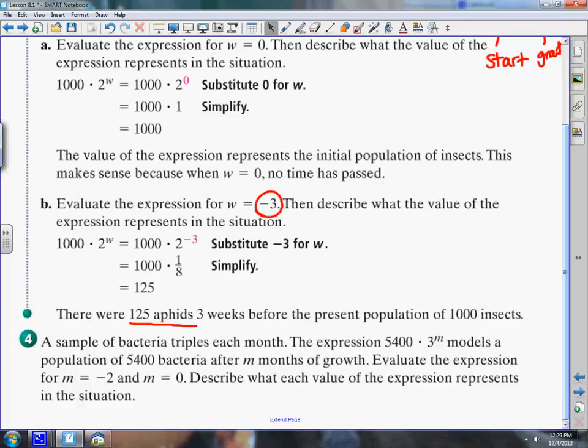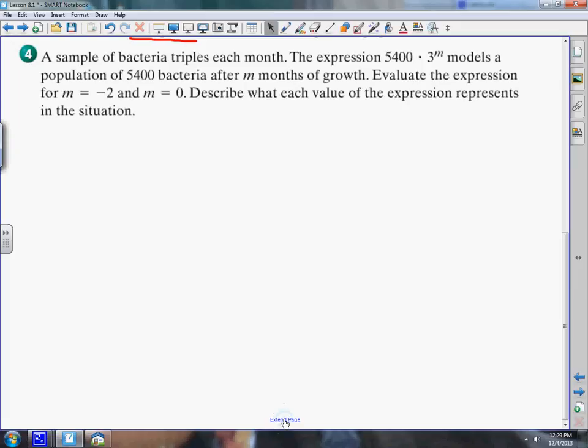So try this one. A sample of bacteria triples each month. The expression 5,400 times 3 to the m power models a population of 5,400 bacteria after m months of growth. Evaluate the expression for m equals -2 and m is 0. Describe what each of them means.